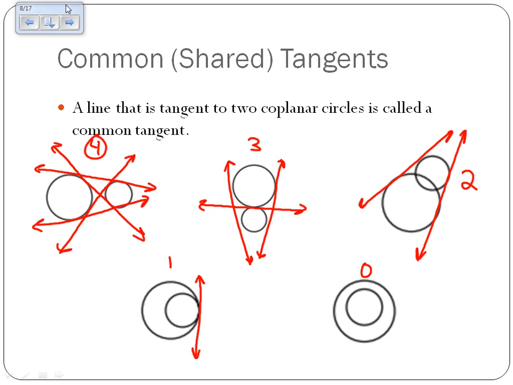I'm sorry? It's 0 because it's impossible to get to the middle circle, the inside circle, without going through the big one and then back out the other side, and that would be 2 points. So that would not work.